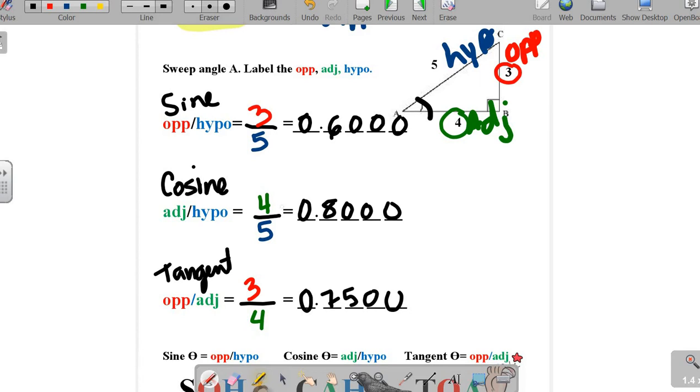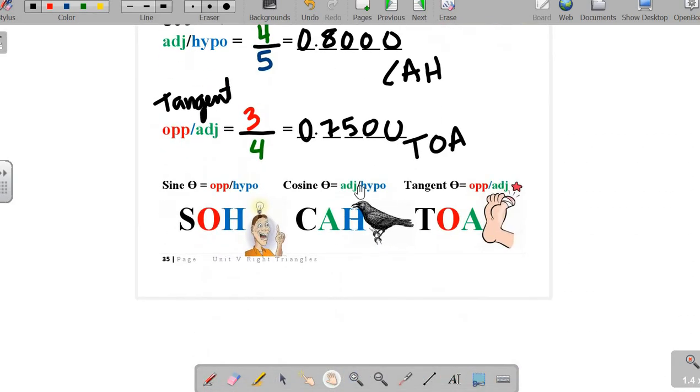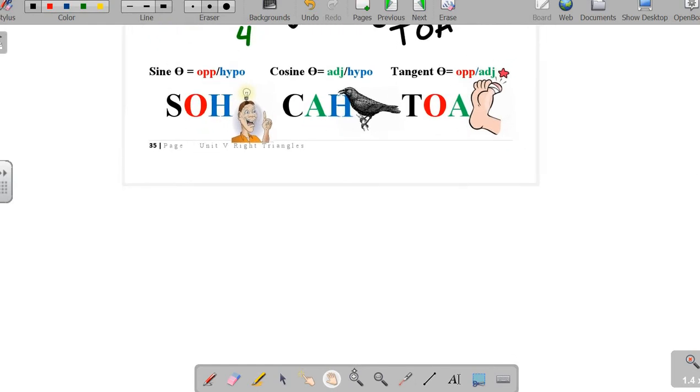So these three ratios have names. Sine, opposite over hypo. Copy that acronym down. Cosine, adjacent over hypo. Tangent, opposite over adjacent. These are called trigonometric ratios.